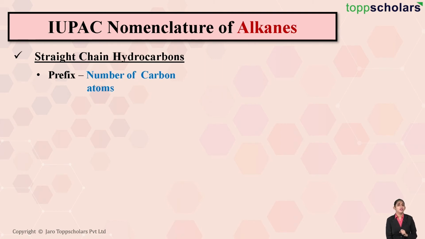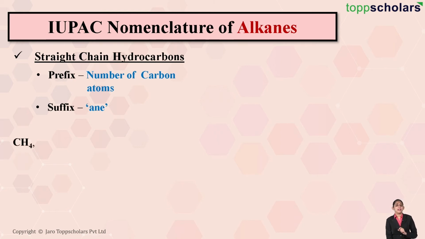compound. For example, if I have one carbon atom, then the prefix will be meth. If I have 2 carbon atoms, then the prefix will be eth. If I have 3 carbon atoms, then the prefix will be prop. So my prefix will be the number of carbon atoms that are present in the alkane. And what will be the suffix? The suffix will be ane.